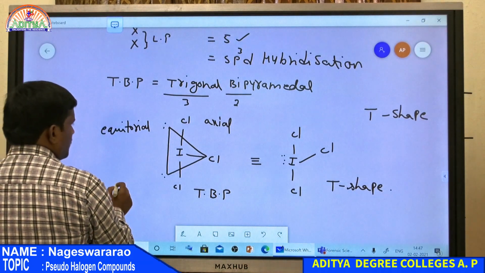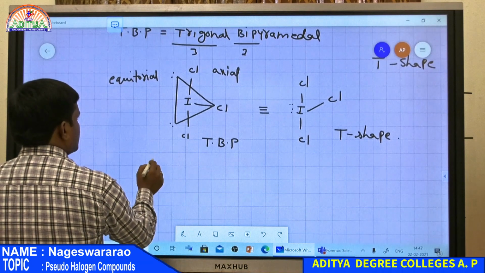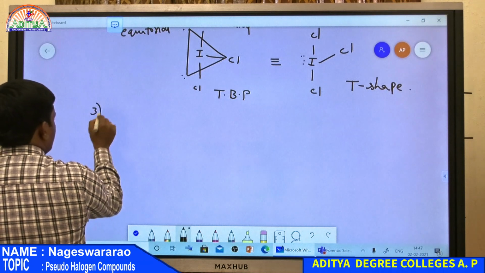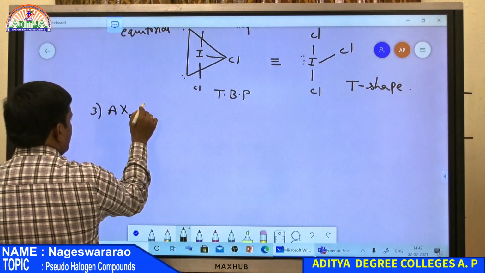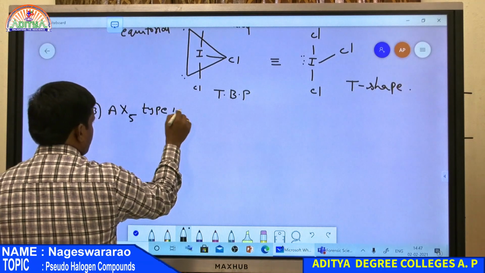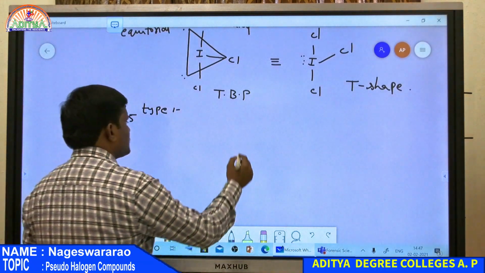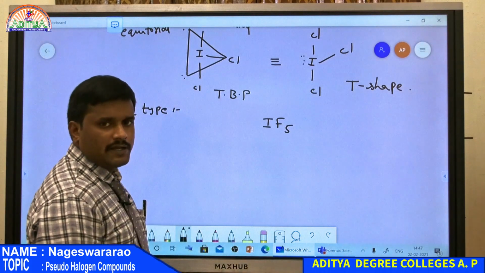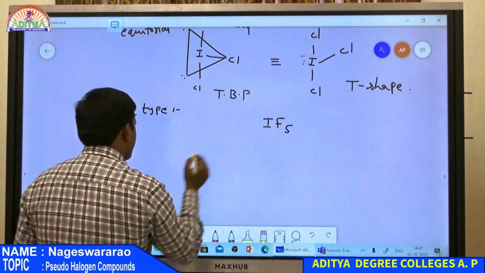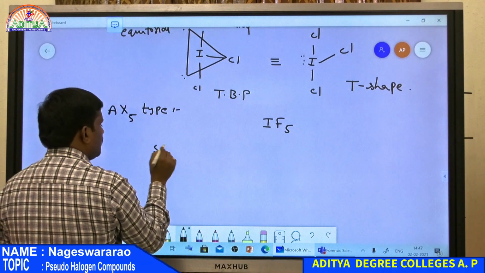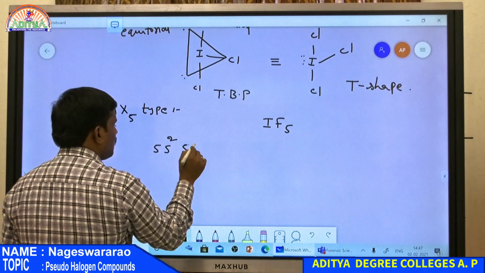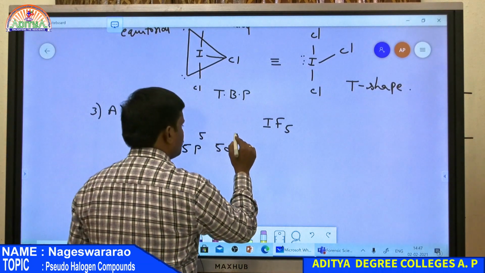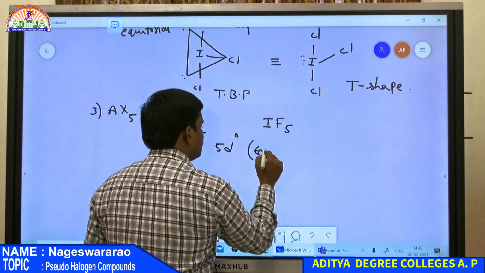So now the third one. The third one is AX5, AX5 type interhalogen. So again consider the example IF5, iodine pentafluoride. Again iodine has the general electronic configuration 5s2, 5p5 and 5d0 at ground state.